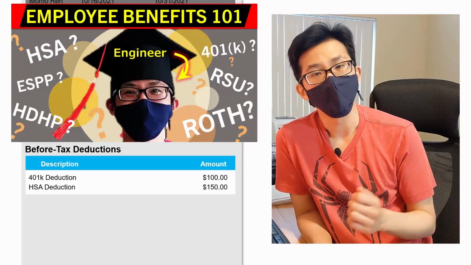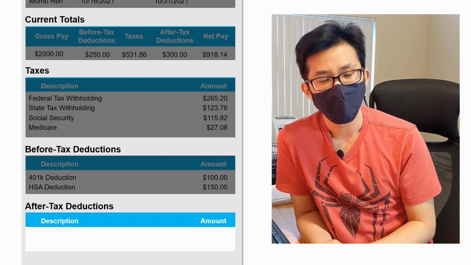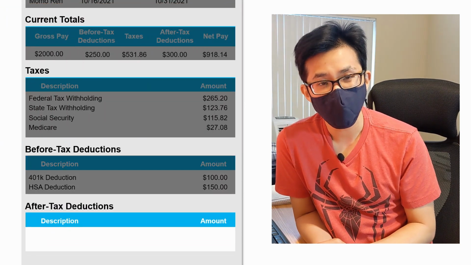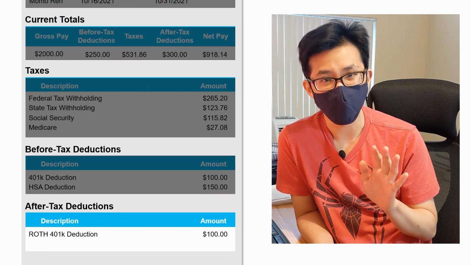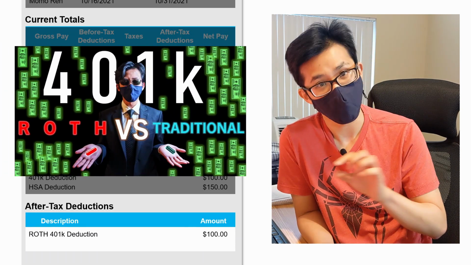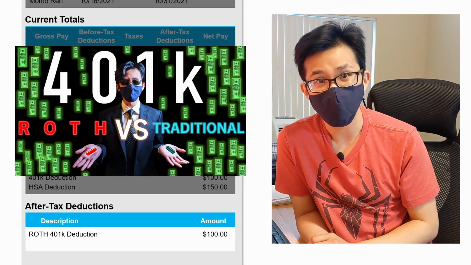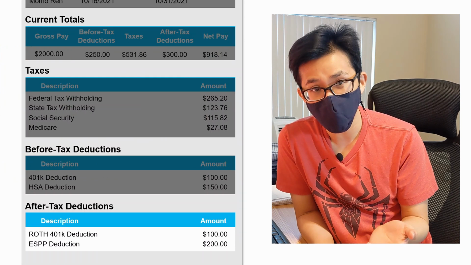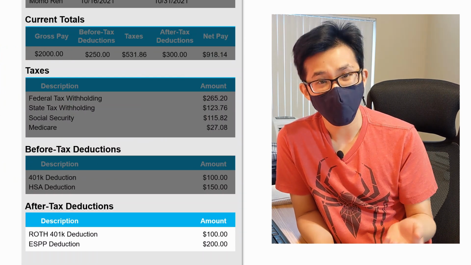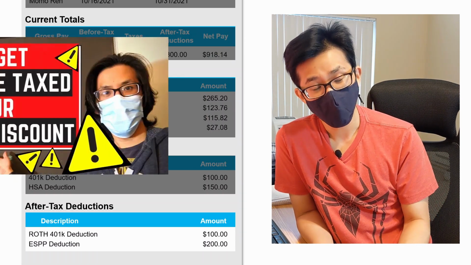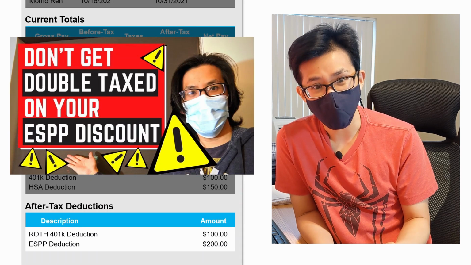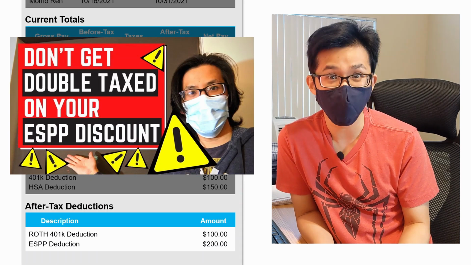Alright, that's all there is to before tax deductions. What about after tax deductions? If you contributed to a Roth 401k, this is considered an after tax deduction, so it will show up here. If you participated in your company's ESPP program, your deductions will show up here as well. More information about the ESPP in my previous video.